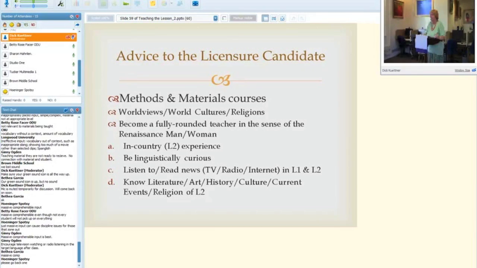This is my advice to my licensure candidates. This is a big task. This is what you need to become. I don't expect you to be this now, but you need to be reflectively thinking about becoming this kind of a teacher. And this will give you access to input for your own classes.